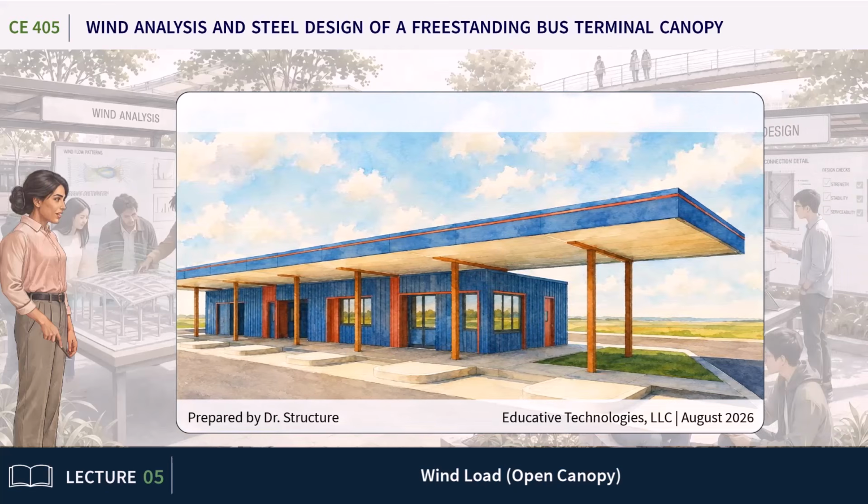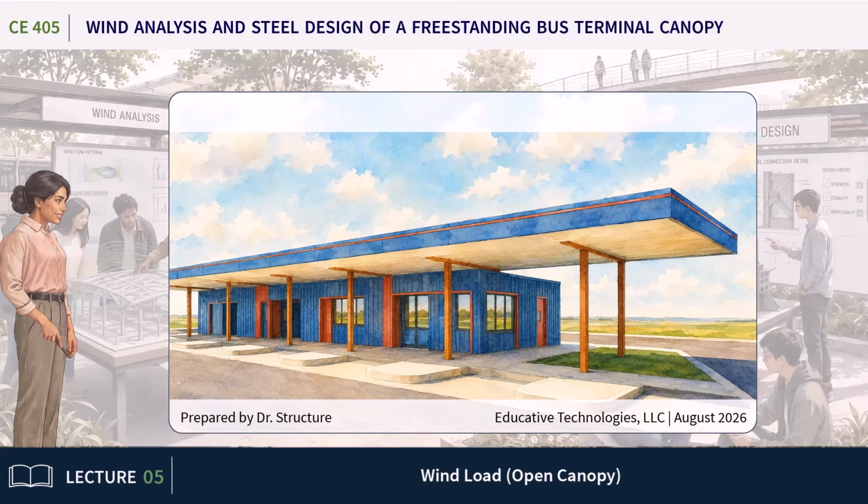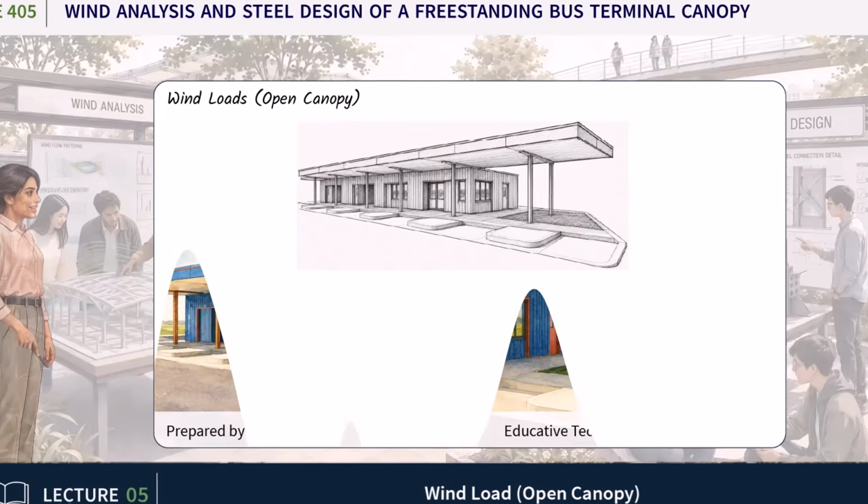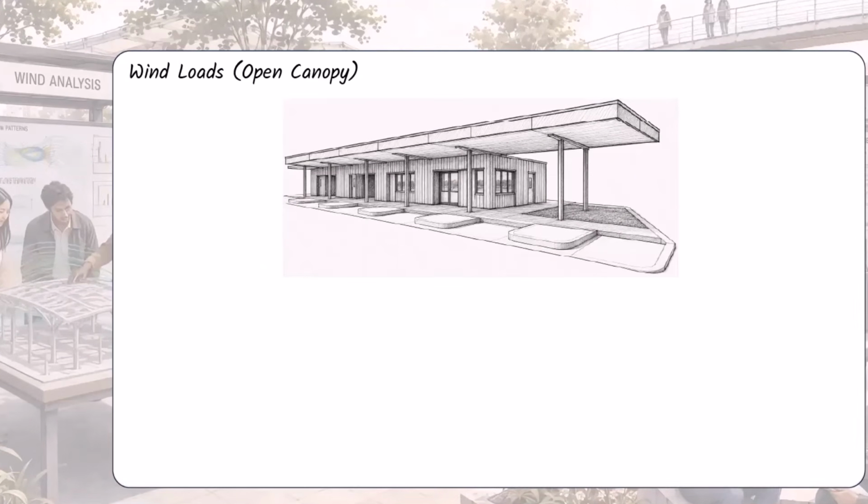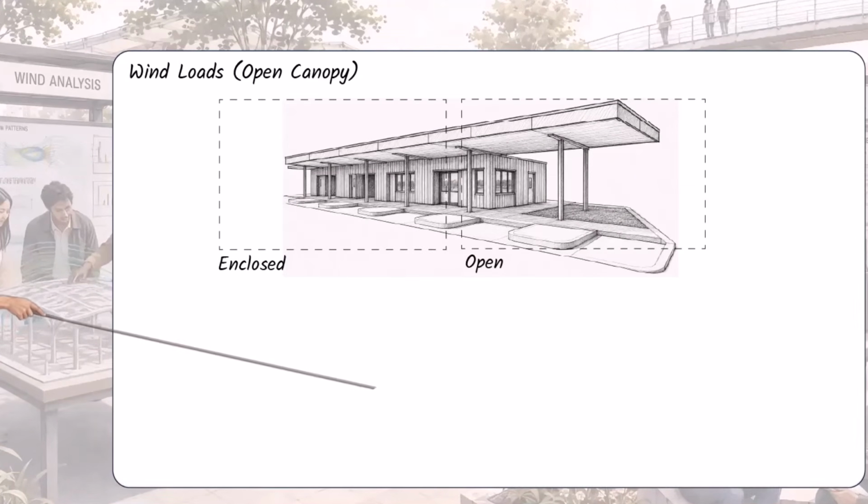This is Lecture 5 of our bus terminal wind load analysis. In the previous lecture, we discussed the configuration of our structure. Part of the terminal is open, while the other portion is enclosed and contains office spaces.